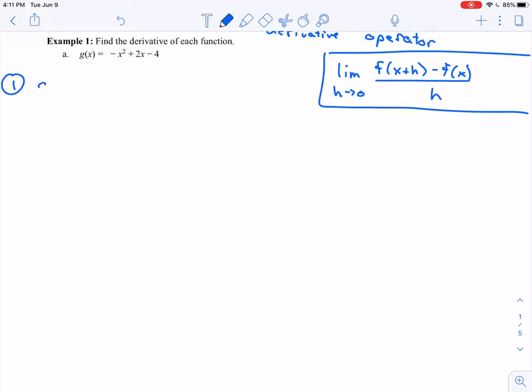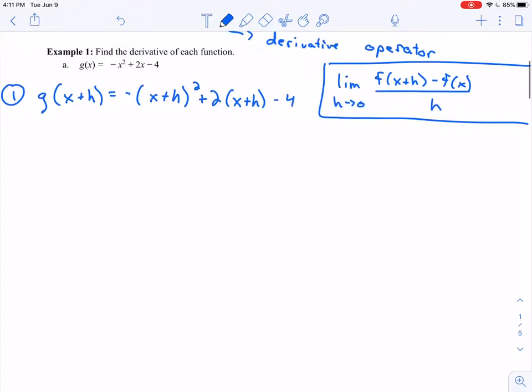So I'm going to start with g of x plus h. I'm just going to start by looking at what is this piece right here. So g of x plus h, I'm just going to take out everywhere I have an x. I'm replacing it with x plus h. So I have opposite of x plus h quantity squared plus 2 times x plus h minus 4. And I'm going to take this and simplify it as much as I possibly can.